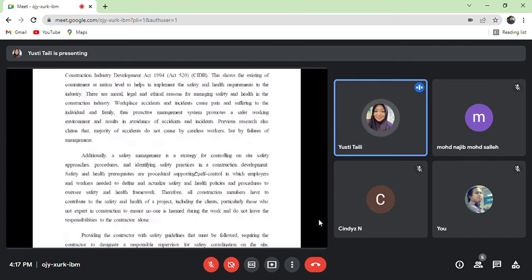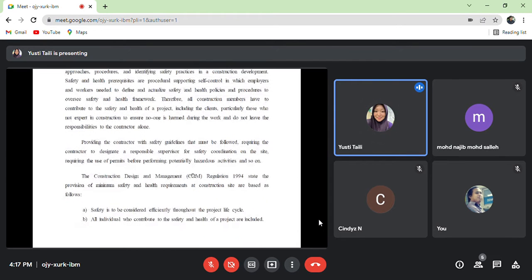Safety management is a strategy for controlling on-site safety, approach, procedure, and identifying safety practice in construction development. The Construction Design and Management, which is CDM, Regulation 1994 states the provision of minimum safety and health requirements at construction sites are based as follows.